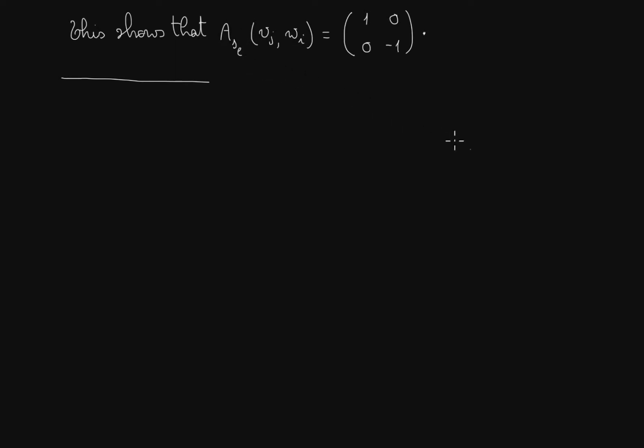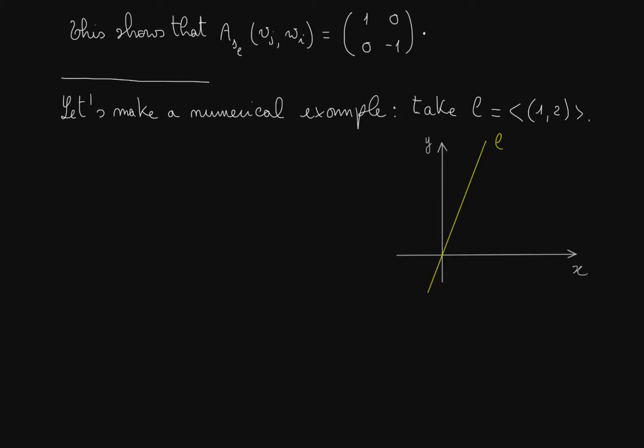Let's see now a numerical example. Let's take L to be the line generated by the vector 1, 2. So we are representing the line in a parametric form, providing the basis of this subspace. We have noticed that in order for SL to be a homomorphism, the axis of the axial symmetry must contain the origin.